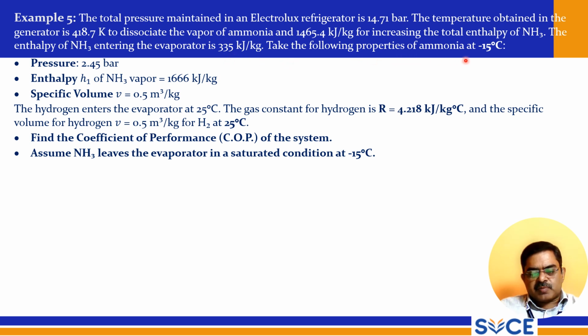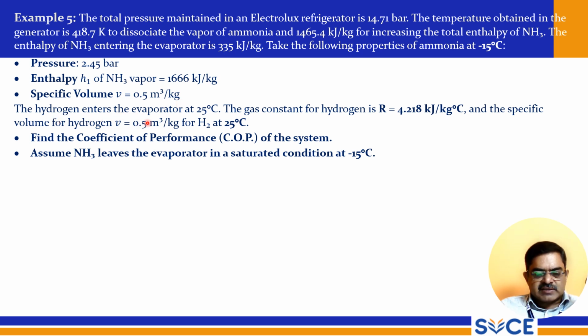Take the following properties of ammonia at minus 15 degree Celsius. So here, if it is not given, you have to get it from the refrigeration chart. So that is pressure equal to 2.45 bar, enthalpy H1 of NH3 vapor is 1666 kilojoules per kg. Specific volume V equal to 0.5 meter cube per kg.